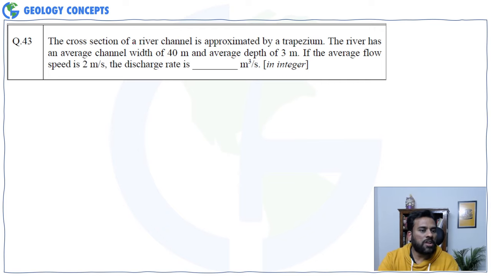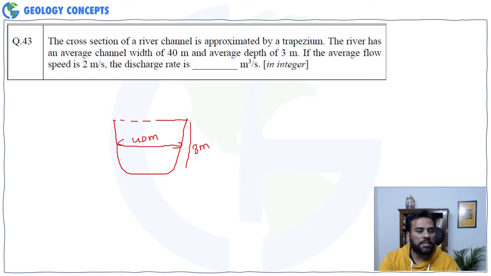43rd, the cross section of a river channel is approximated by a trapezium. So the channel looks something like this, right? This is how a channel looks like, a trapezium. The river has an average channel width of 40 meters. The average width here is 40 meters, and the average depth here is 3 meters, right?